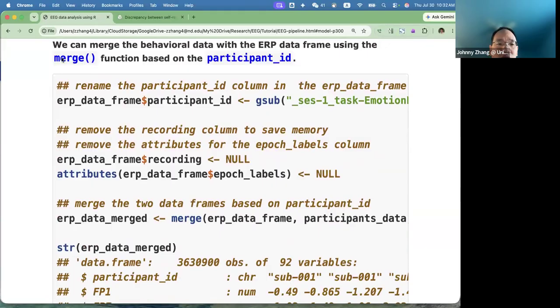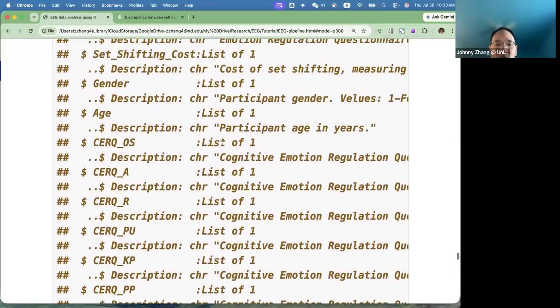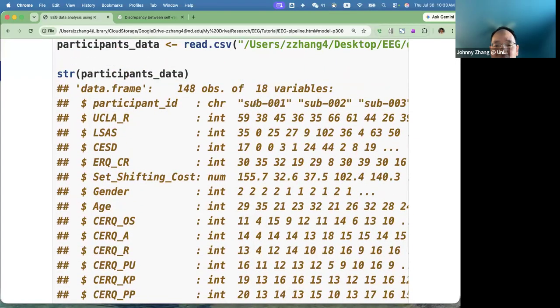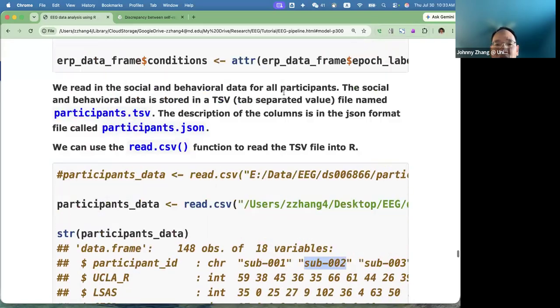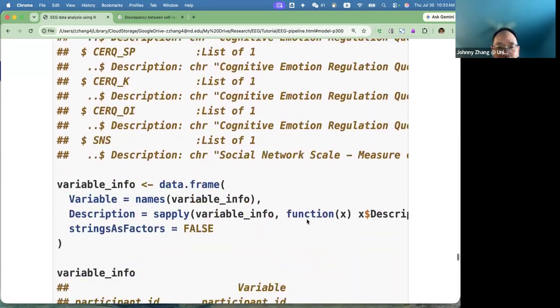So I will use a merge function from tidyverse to merge my data together. But remember, notice that in my behavior data, I have a participant's ID, subject one, subject two, like this, subject 001, subject 002. But in my EEG data, I have a much longer name like this, subject 016, session 1, task, things like that. So I want to make sure I have the same subject value here for the participant ID. And so I can match them.